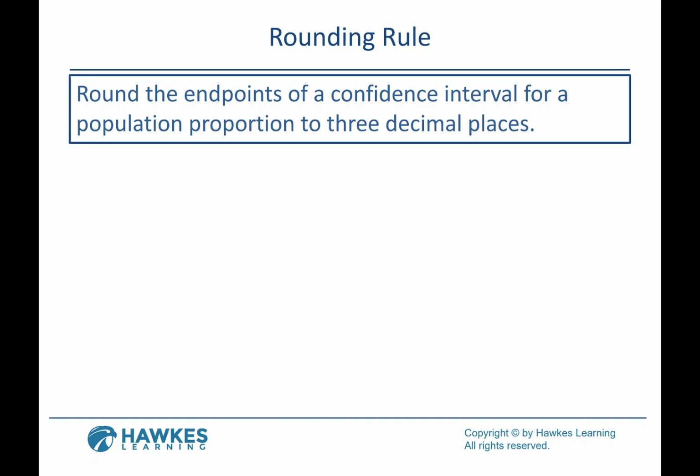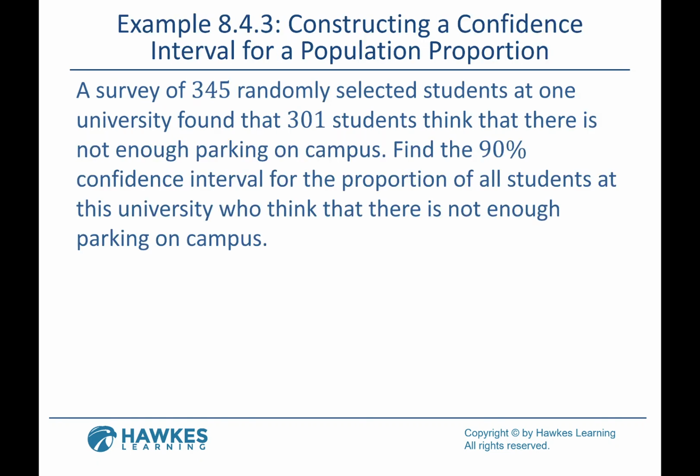Okay. So let's do one. All right, so this one says a survey of 345 randomly selected students at one university found that 301 students think that there is not enough parking on campus. Find the 90% confidence interval for the proportion of all students at the university who think there's not enough parking.